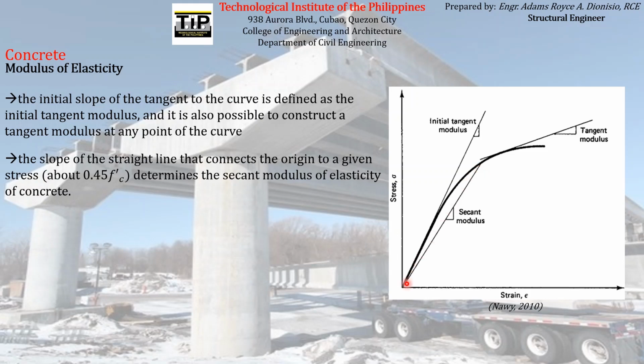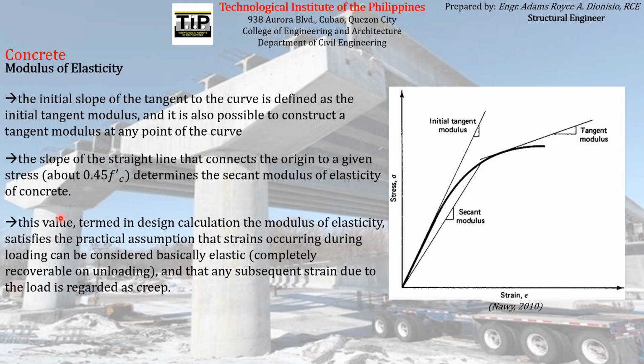So the slope of that line is actually what we call the second modulus, or second modulus of elasticity, or simply the modulus of elasticity. That second modulus of elasticity is the value that we usually use in design calculation. That is what we usually mean by modulus of elasticity in terms of design.